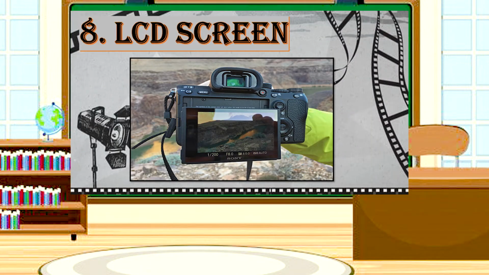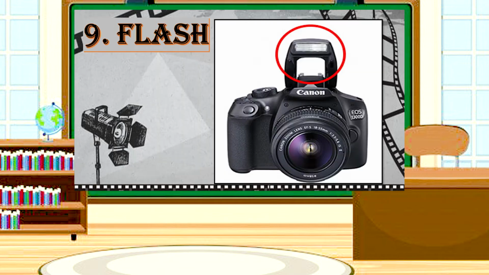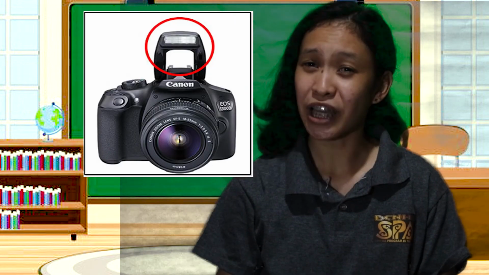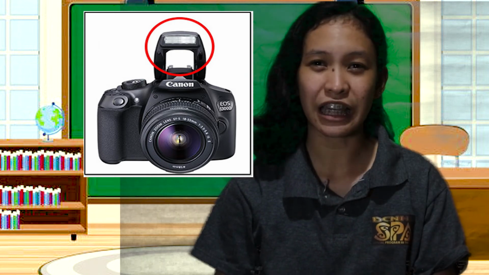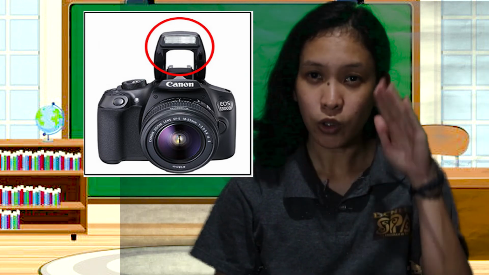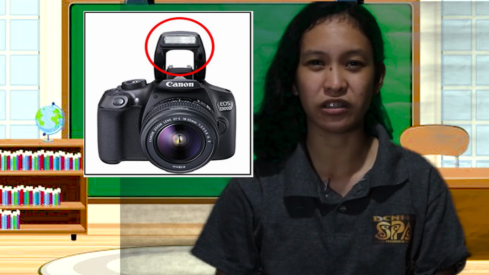And the most important thing in a camera is the LCD screen. It is where you look at your picture and then review your picture. Next, the flash of a camera. The flash can sometimes be useful to provide a bit of extra light during dim, low light situations.